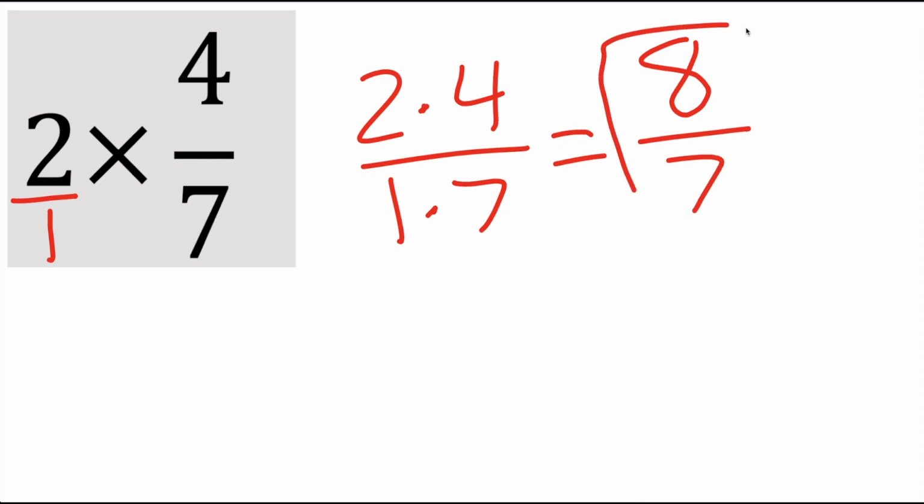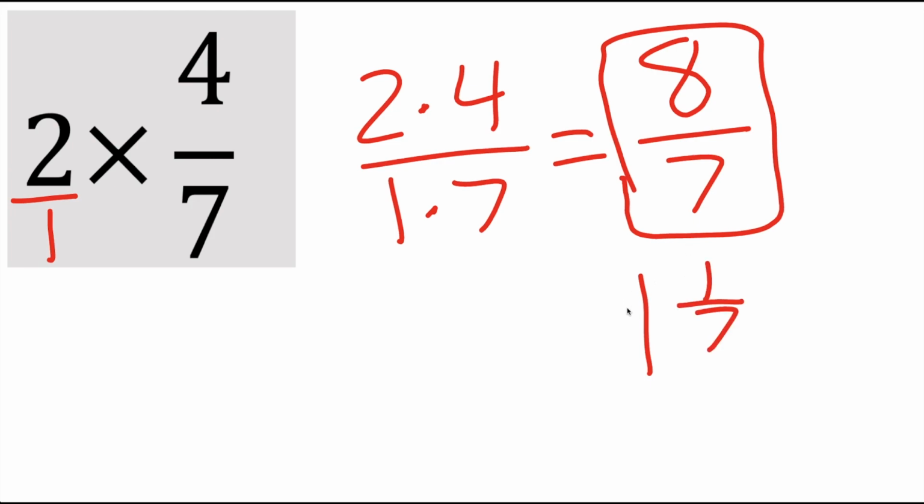So this right here is an improper fraction, but you can also write it as a mixed number. So 8 divided by 7. Now, if it was 7 divided by 7, you would get 1. Now, this is 8 divided by 7, so you have an extra 1/7. So you could have 1 and 1/7. So both answers are equivalent, and that's all you need to do to multiply fractions.